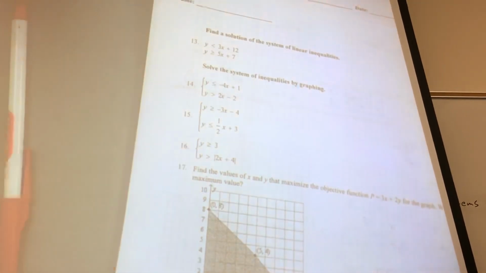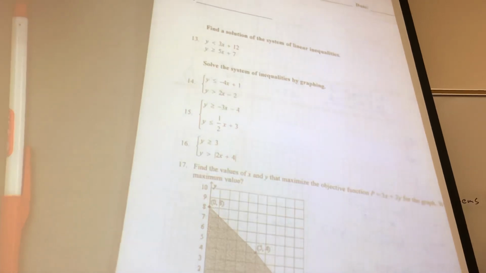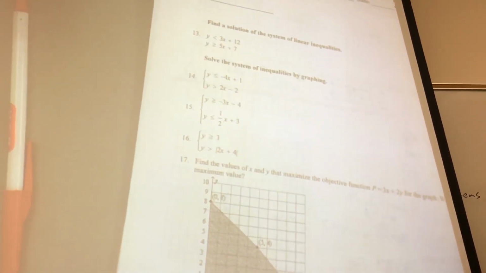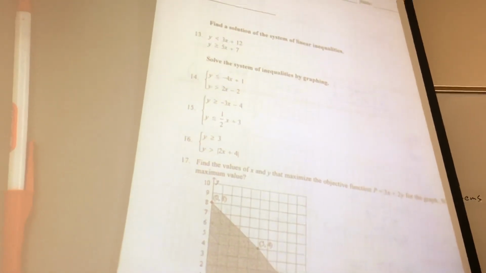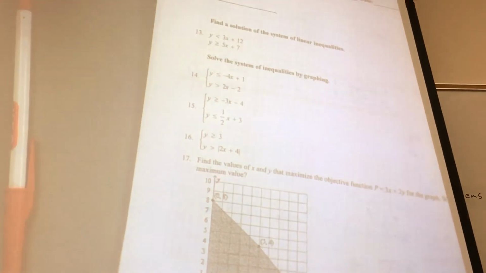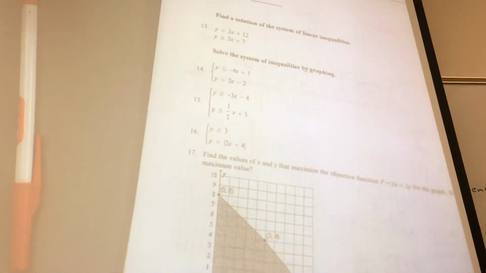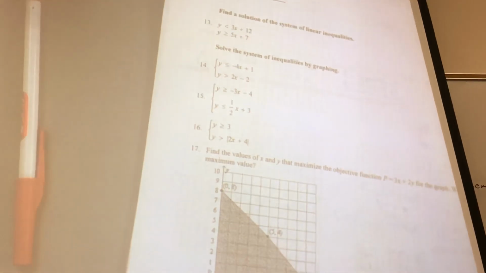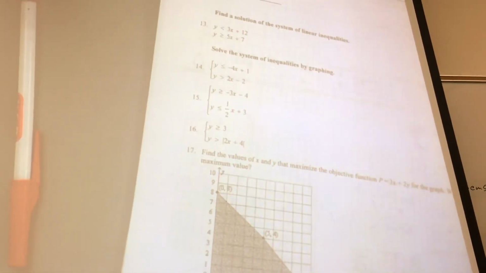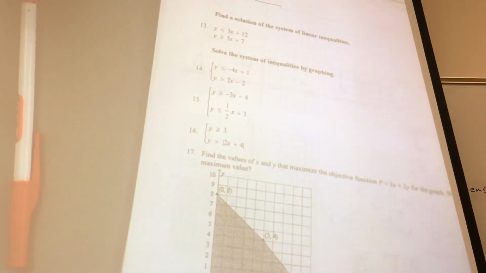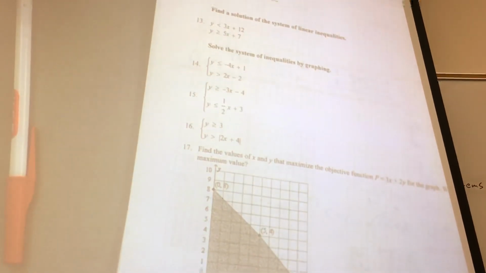Same thing with 14, 15, and 16. All you need to do is graph it. For the purposes of this review, you can use the calculator, you can use Desmos, whatever. On the test, it's going to be 4 graphs that have different areas shaded with the overlap and everything, and you're going to have to pick the one that is the correct overlap on there, okay?